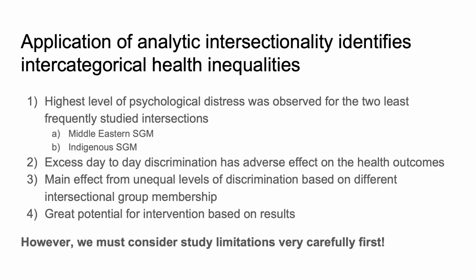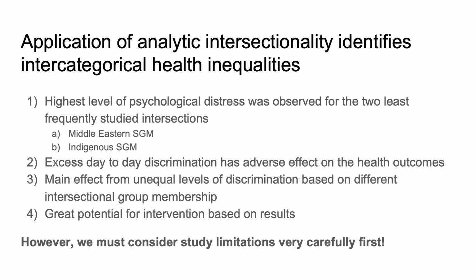To summarize the findings of the study, authors conclude that the highest level of psychological distress is actually observed in 2 intersectional groups that are rarely studied and are rarely a focus of any intervention designed to improve health outcomes, which are Middle Eastern sexual and gender minorities and Indigenous sexual and gender minorities. And the excess day-to-day discrimination they experience has adverse effects on their health outcomes. And the main effect comes from unequal levels of discrimination based on their different group membership, which also offers great potential for intervention based on results.